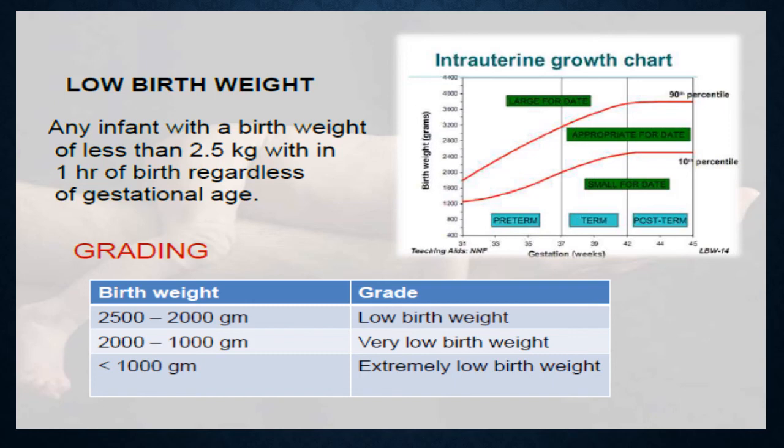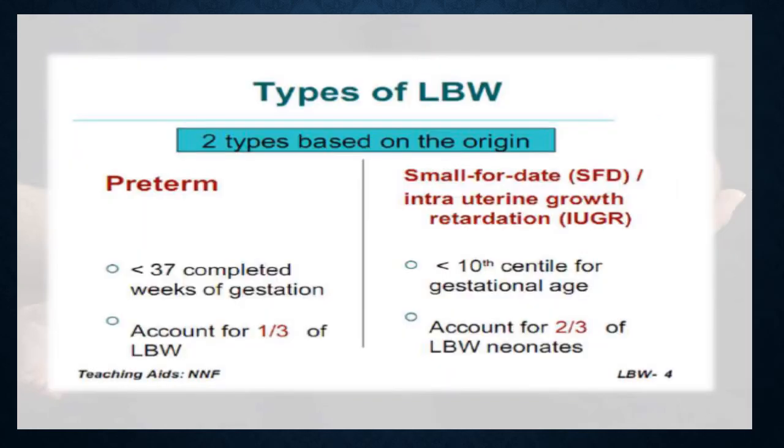It's graded into 3 grades. Low birth weight from 2,500 grams to 2 kilograms. Very low birth weight from 2 kilograms to 1 kilogram. And at last, the extremely low birth weight below 1 kilogram. Low birth weight is divided mainly into 2 big categories: the preterm on one side, and the small for date or intrauterine growth restriction on the other side.